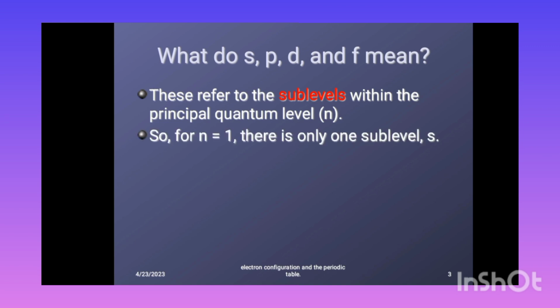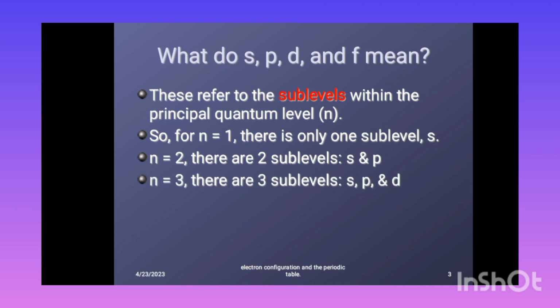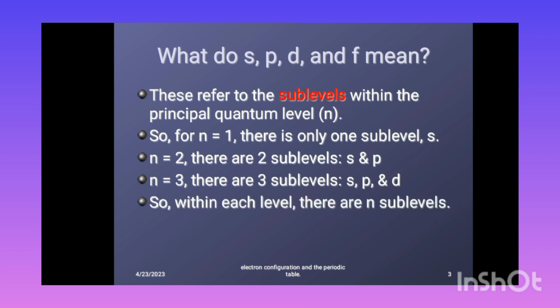So for n equals 1, there is only one sublevel. That sublevel is the S sublevel. If we have n equals 2, there are 2 sublevels, S and P. And again, if we have n equals 3, there are 3 sublevels. These sublevels are S, P, and D. So in each level, there are n sublevels.